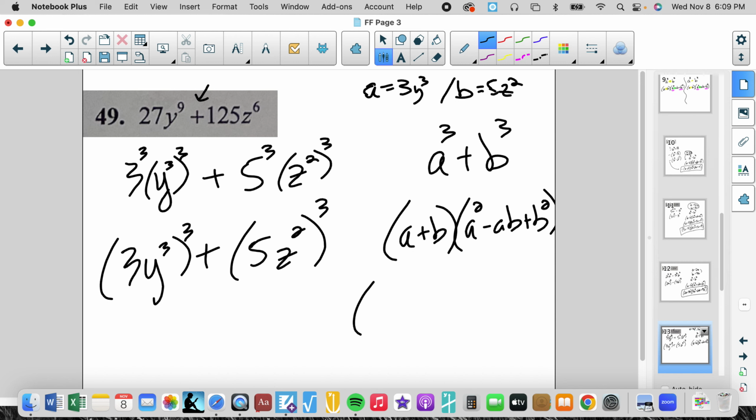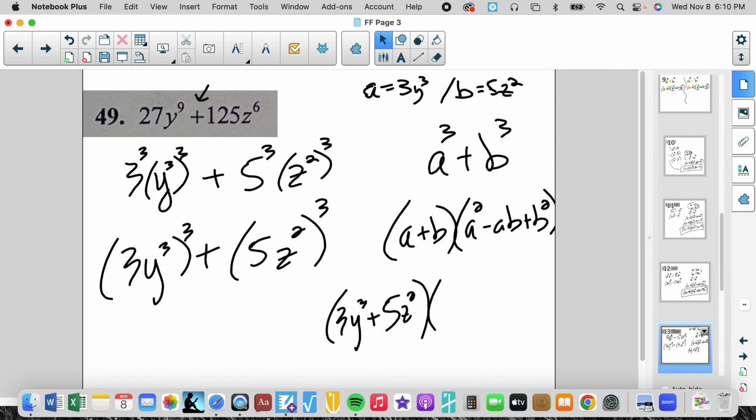So let's plug those in. A is 3y cubed plus b, which is 5z squared, times the quantity. I'm going to run out of space. Let's move you over a little bit.